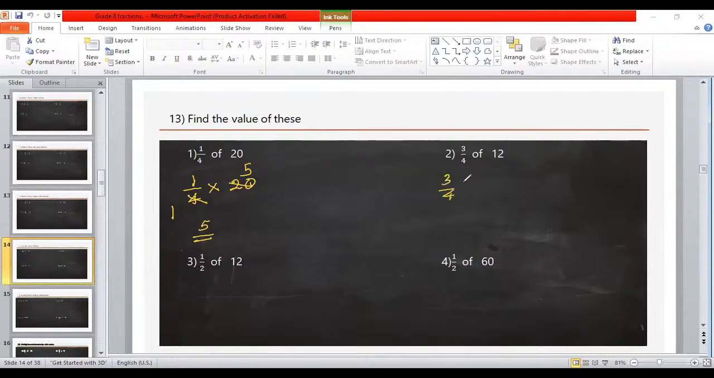3/4 of 12, instead write the multiplication sign. Now cancel out over the line 12, below the line 4. Cancel out. How many? 3. 3 times 3, 9. Now look at this. 12 divided by 2, 6. "Of" means multiplication. 6 times 1, 6. 1/2 of 60 means over the line 60, below the line 2, cancel. 30 times 1, 30. Answer is 30.